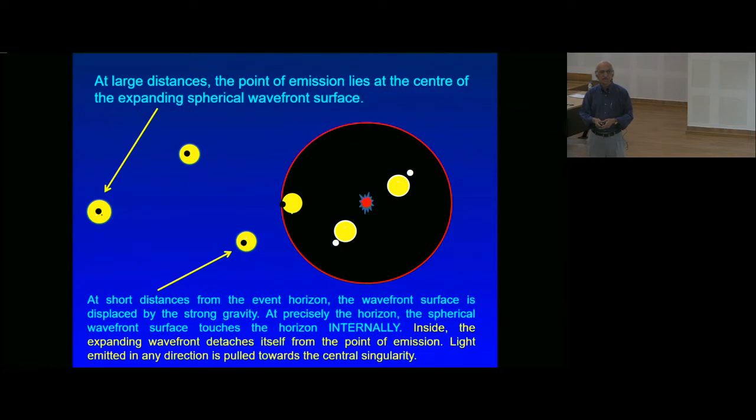Now, if I emit a flash of light inside the horizon, no matter where I am inside the horizon, the expanding wavefront detaches itself from the point of emission, and the light is pulled towards the center of the black hole, which is where the space-time singularity is. So this very simple picture captures all those complicated lines in the previous graph that I had shown you.